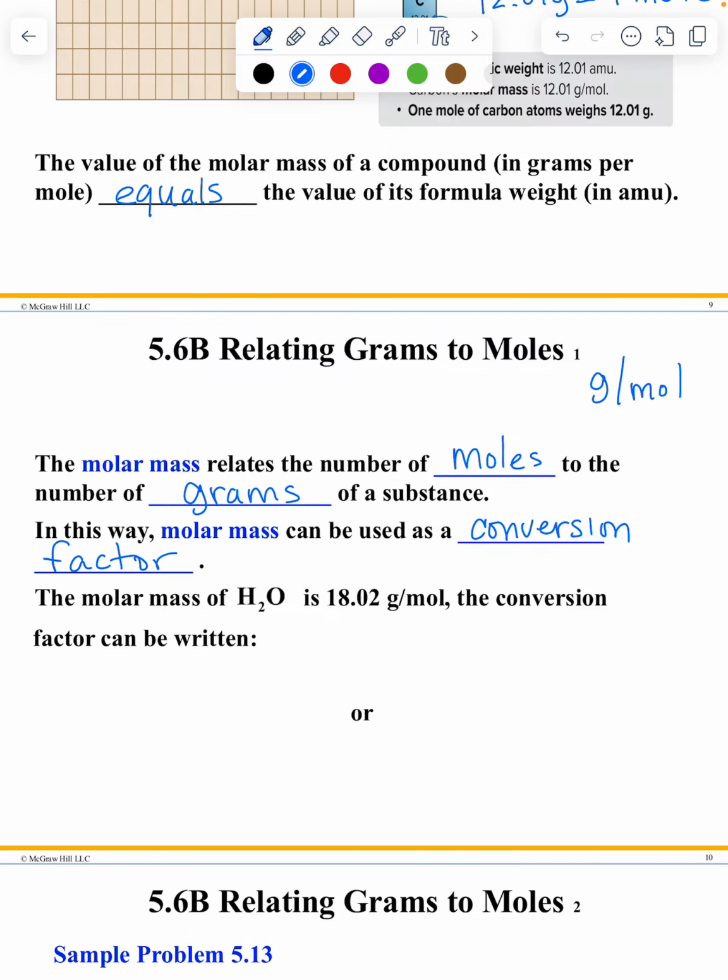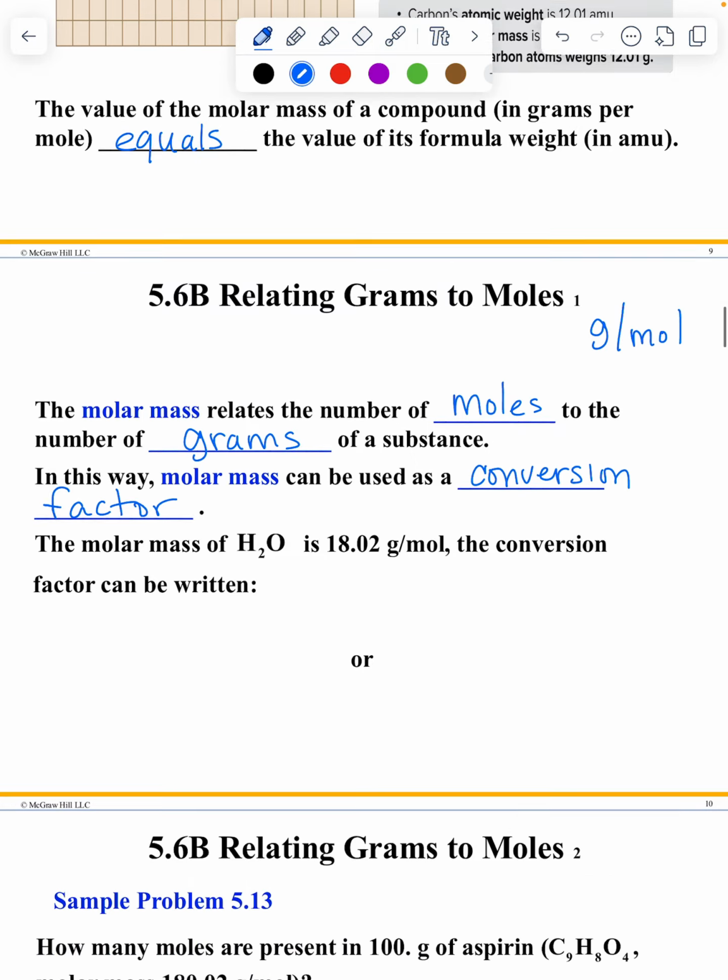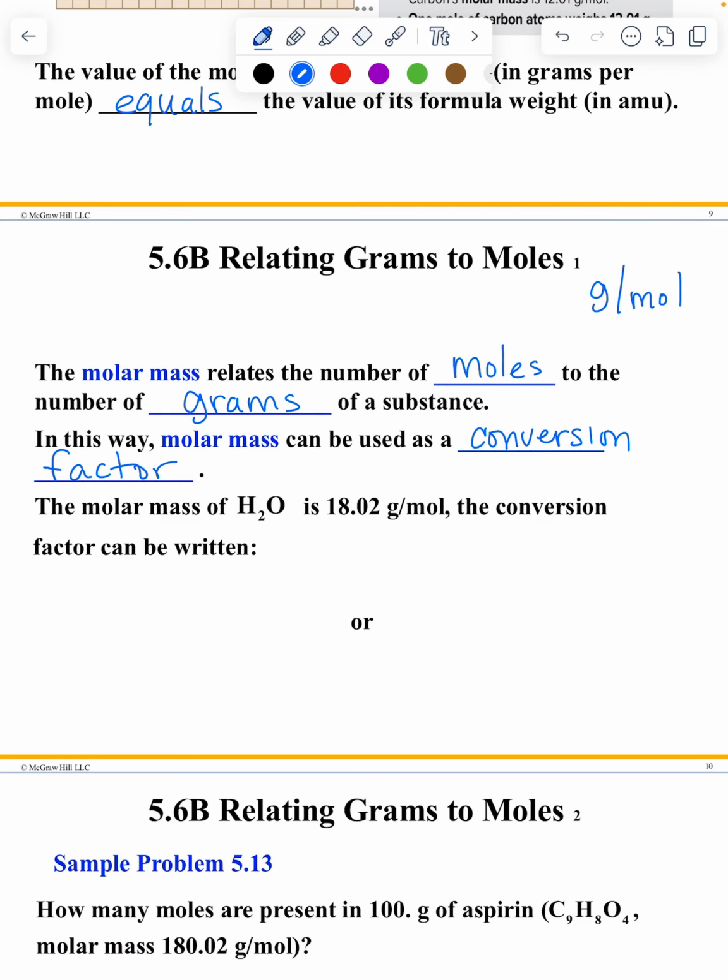All right, so let's practice this. The molar mass of water, H2O, is 18.02 grams per mole. So we can use that fact and write 2 different conversion factors, just like we did before. One of the conversion factors would look like this: 1 mole over 18.02 grams. Or we can flip that and put 18.02 grams over 1 mole. These are 2 conversion factors that we can write based on the molar mass.